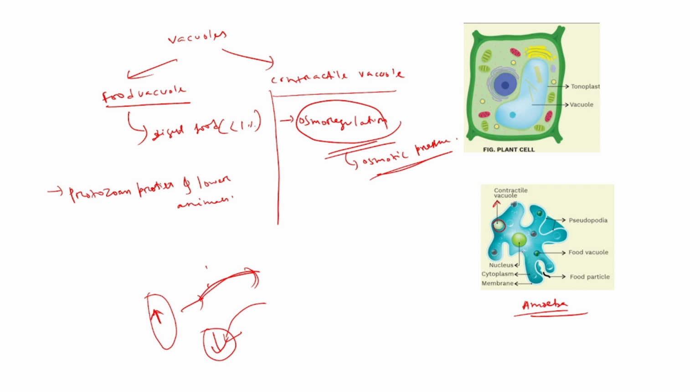That means inside the amoeba, suppose the water level is very high, so it discards the water to the outside. If the water level is very low, then it doesn't allow the water to be discarded to the outside. So this is the main function of the contractile vacuole, which is found in protozoans, for example the amoeba. So this is all about the vacuoles, and this is all about the endomembrane system, which includes endoplasmic reticulum, Golgi, lysosome and vacuoles.